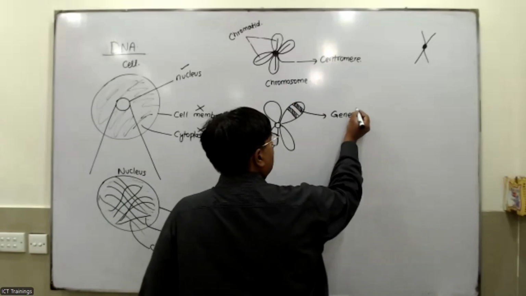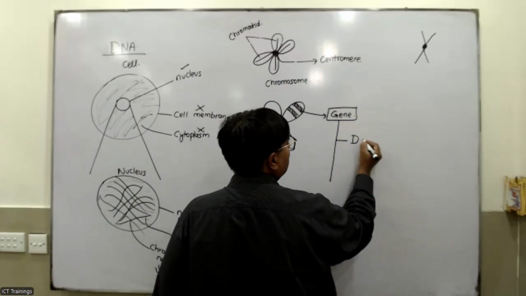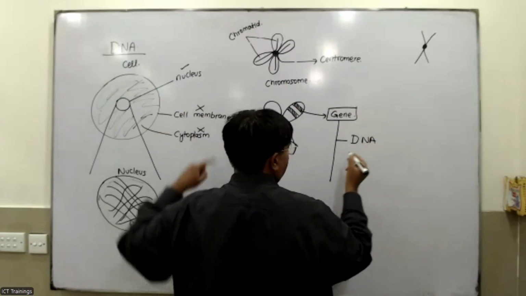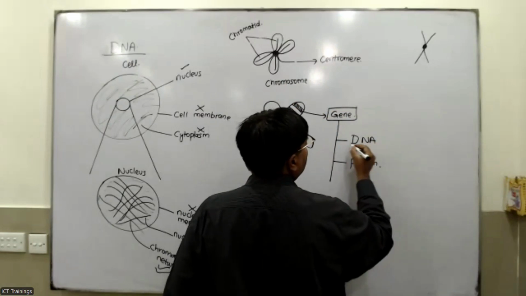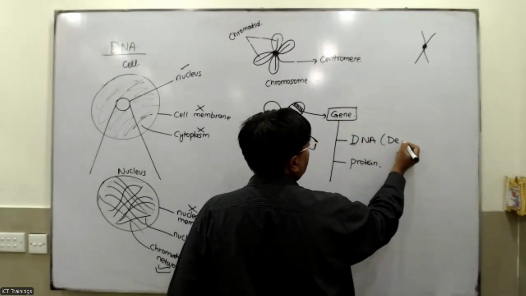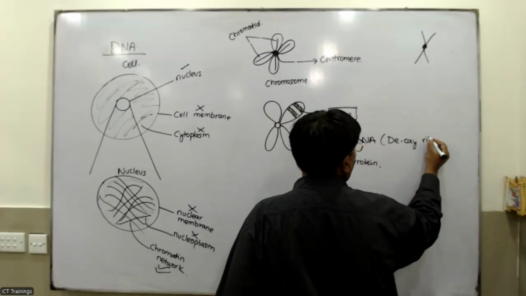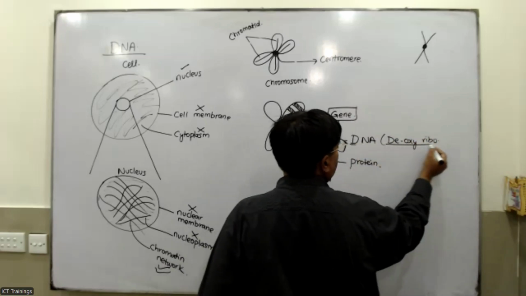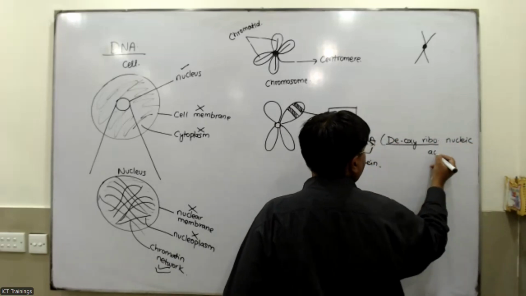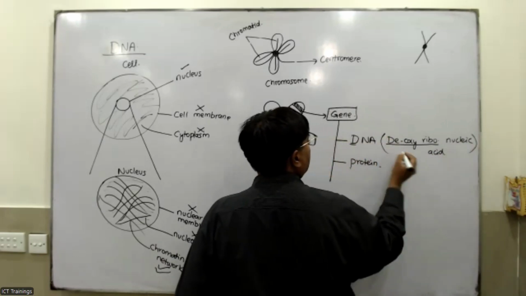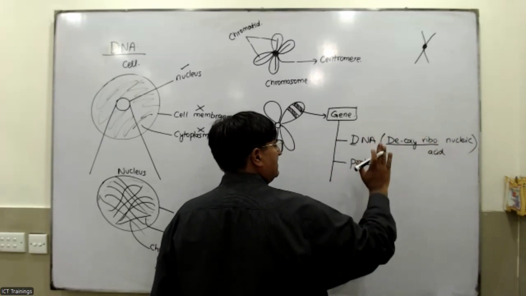Now this gene, my dear, is made up of two things. The first thing is DNA, whatever I have written up here, and the second thing is the protein. DNA means D for deoxy, ribo, so D stands for deoxyribo, N for nucleic, and A for acid. So the whole meaning of DNA is deoxyribonucleic acid. This is the name of the DNA.